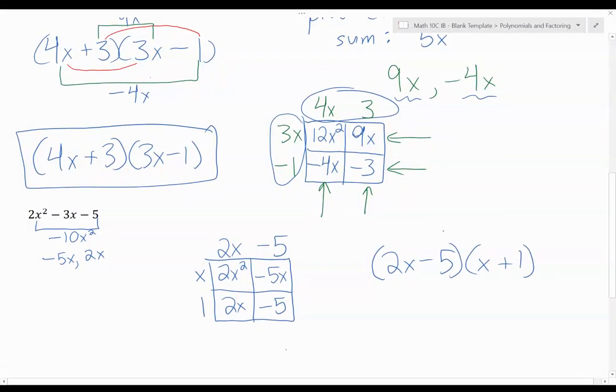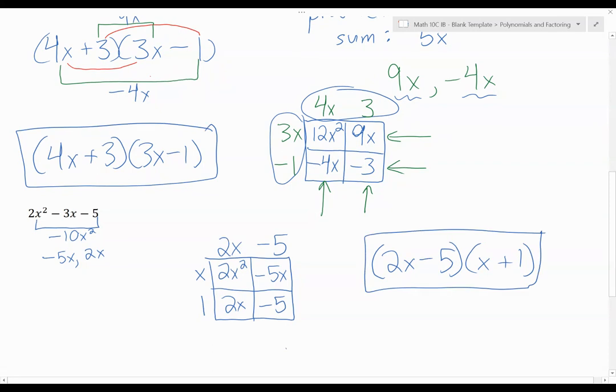As you get more comfortable with these, you will no longer need to rely on the boxes. You may be able to just jump straight to the factors, and that's great. That's our end goal. But don't be afraid to use the organizational strategies as you need them.